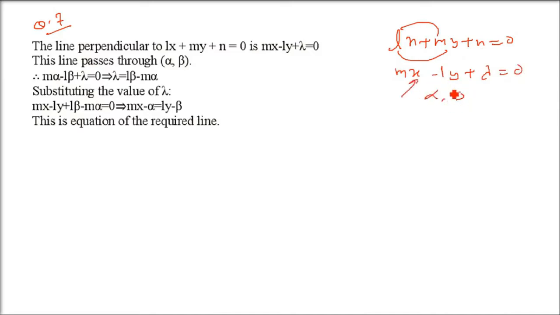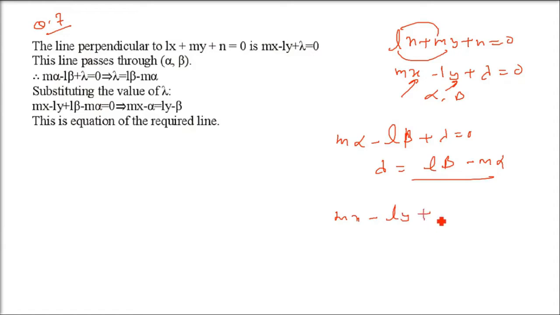So alpha and beta it is passing, so put alpha and beta in place of x and y. So m alpha minus l beta plus lambda equals 0. Lambda will become l beta minus m alpha. And this lambda again put back in the equation. So mx minus ly plus l beta minus m alpha equals 0. Now you can take common m from mx minus m alpha, and l common from minus ly plus l beta. So m into x minus alpha, I'm taking this on the right hand side, and taking l common, it will be l into y minus beta. So this is your equation.